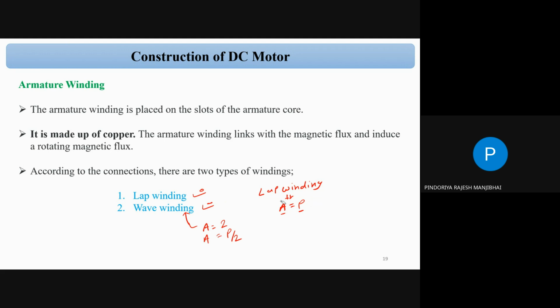So this is the most important part, and it will be helpful in the numericals. Maybe you will get one numerical on DC machines, based on lap winding and wave winding, where you have to find the torque, speed, and sometimes the flux. You have to identify the winding: suppose it is wave winding, then A equal to 2, or A equal to P by 2. And suppose it is lap winding, then A equal to P, correct?